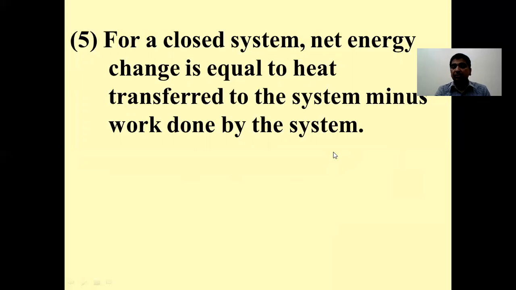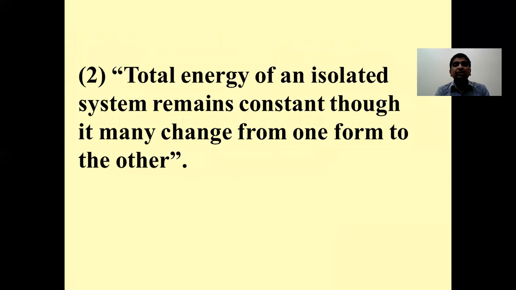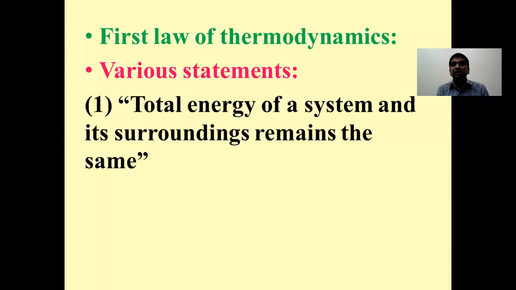So up till now, we have seen 5 different statements of the first law of thermodynamics, which I repeat here. That is, the first law of thermodynamics is nothing but the extended form of the law of conservation of energy, and it can be stated in different forms. So what are the different forms of the first law of thermodynamics? The very first statement is that the total energy of system and its surrounding remains the same.